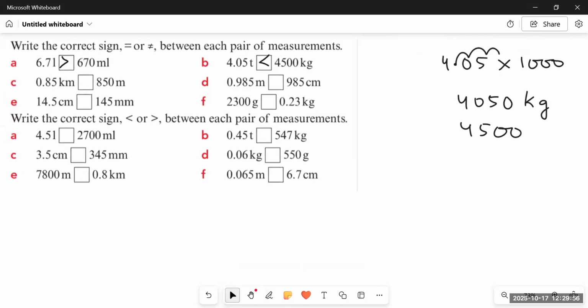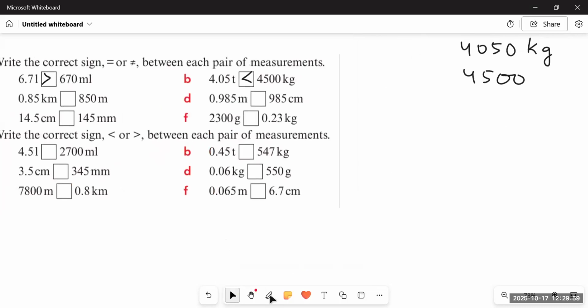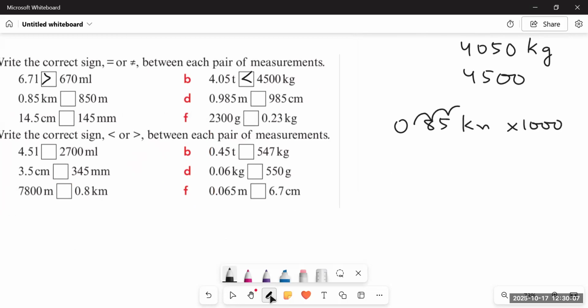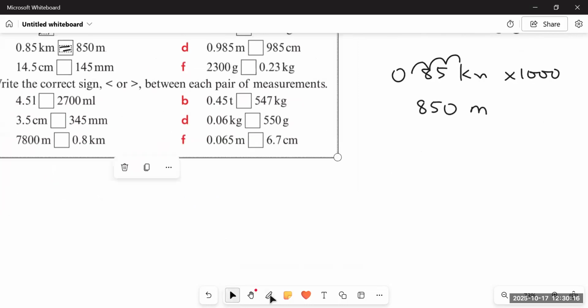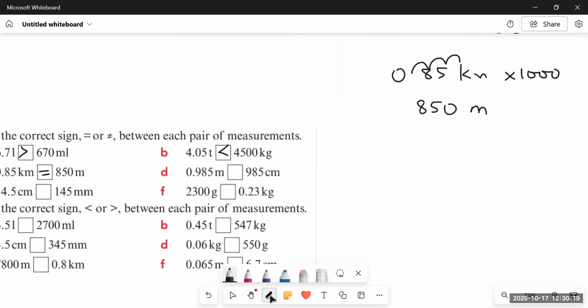Next, we have part C, 0.85 kilometers and 850 meters. So for 0.85 kilometers, we will have to multiply it by 1000 to make it similar to meters. It would become 850 meters. So it means the two are equal to each other. And then next we have 0.985 meters and 985 centimeters. We know that 1 meter is equal to 100 centimeters, so we will multiply it by 100. It will become 98.5. So which one is greater, 98.5 or 985? Of course, 985 is greater.